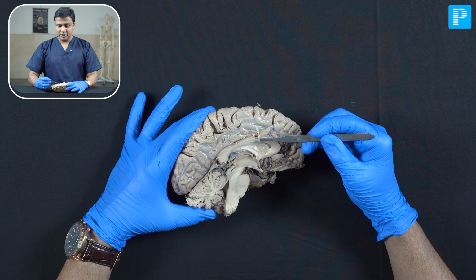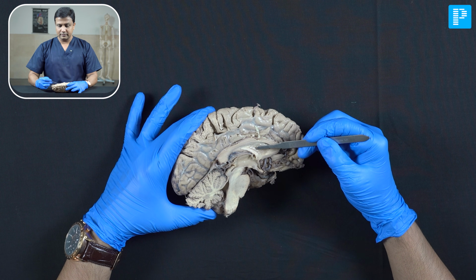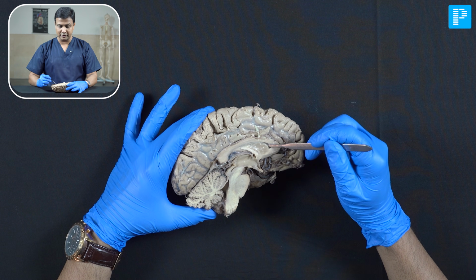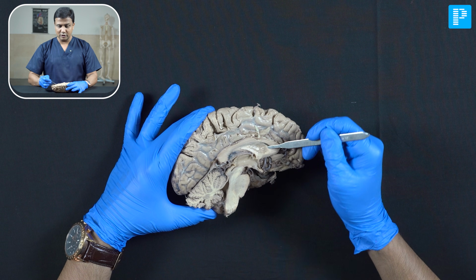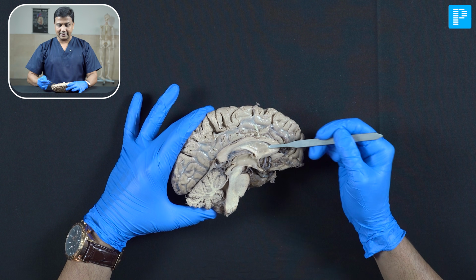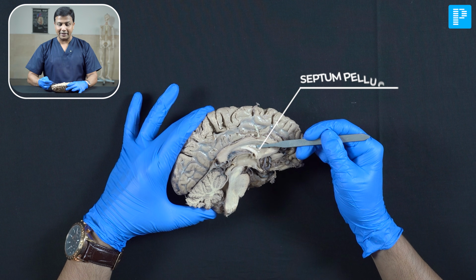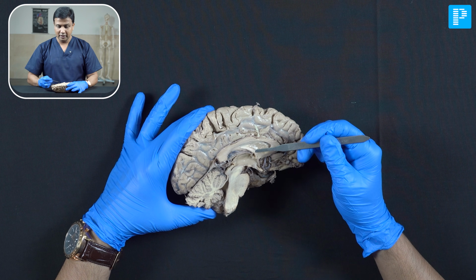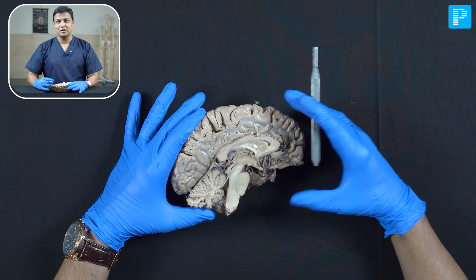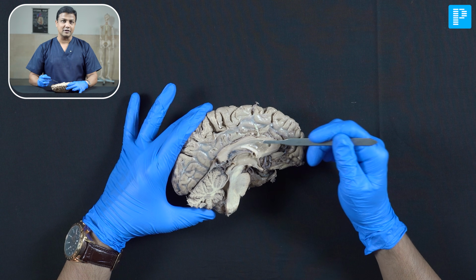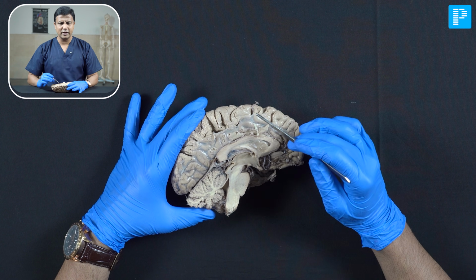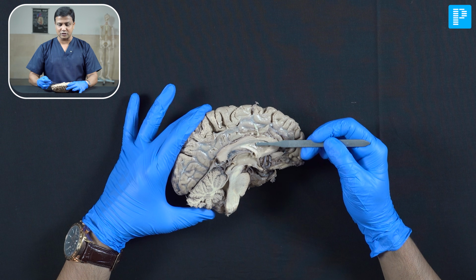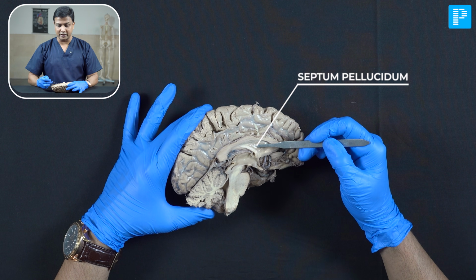Once you are done with this, just below the body of the corpus callosum, you can see this translucent septum, let me show it like this. This septum is referred to as the septum pellucidum. Recently in one of the competitive exams, a cadaveric image was given with this arrow marked, and you needed to identify that septum. It's very easy to identify. Below the body of the corpus callosum, you see this septum attached here. That one is the septum pellucidum.